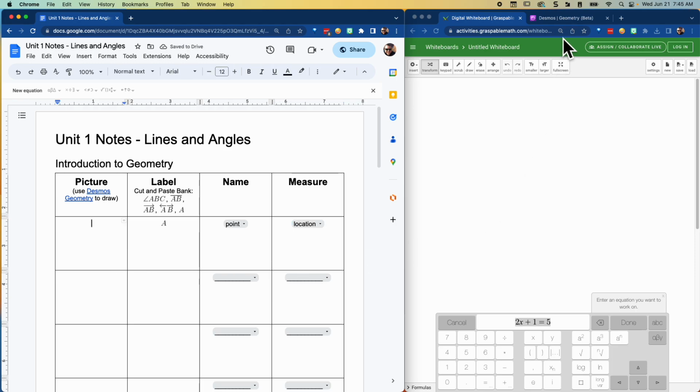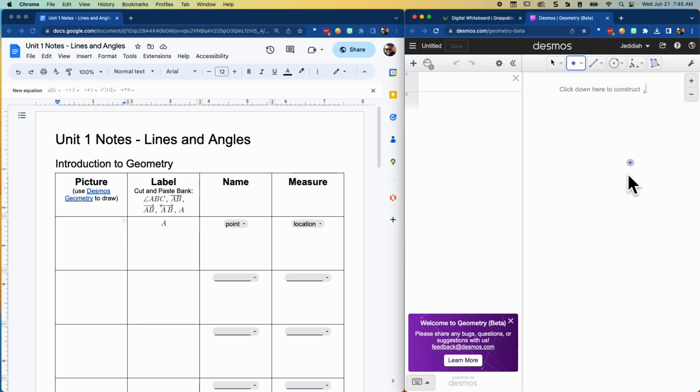And a picture of what that would look like, well, I'm going to draw a point here on this graph. Then I'm going to use the arrow to click on that point and three dots and label it. And the default is it just labels it alphabetically. So that gives me point A, which is perfect. That's really what I wanted.